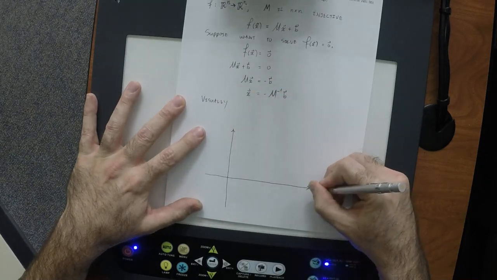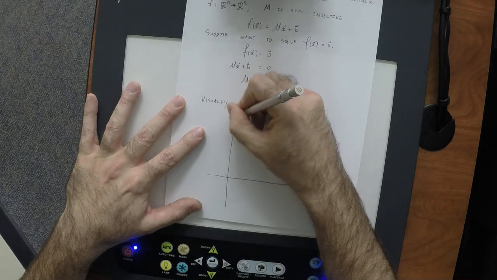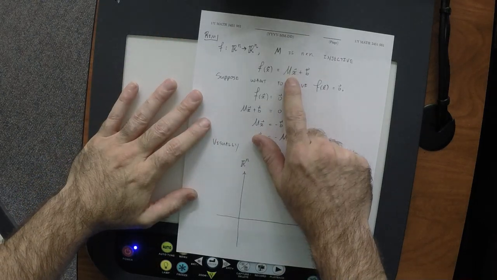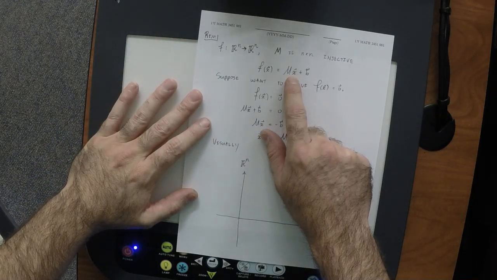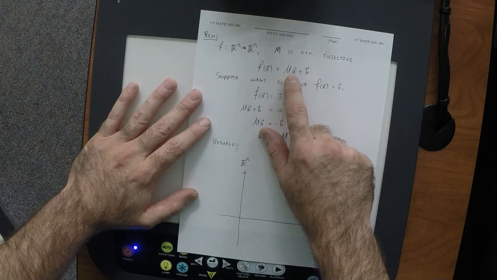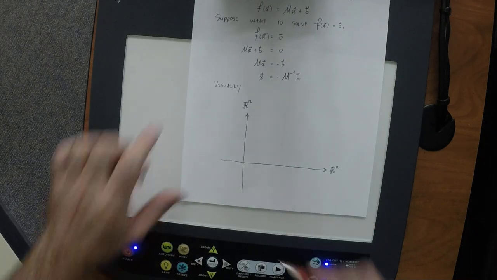I'll say that this is a copy of Rn, and this is another copy of Rn. So you have to use your imagination a little bit. For this function, if you plug in input x is 0, then what's the output? B, right? Because it'll be m times 0 and then add b. And in my picture, I'll put b down here.